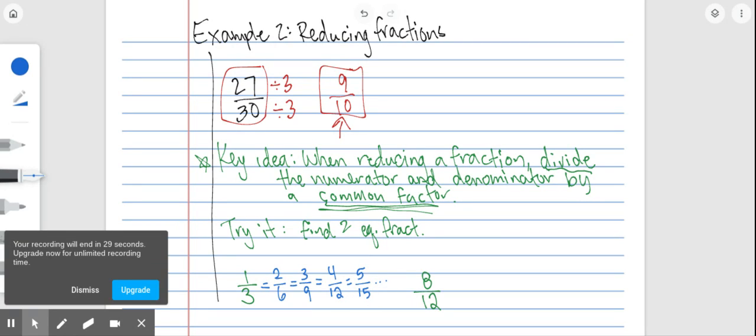Maybe you came up with one that I didn't come up with. That's fine. 8/12. I know I can divide or reduce 8/12 so that it becomes 4/6, or it can become 2/3, or I can multiply it and it can become something like 16/24. Okay, lots and lots of different options for you to go with on both of those.